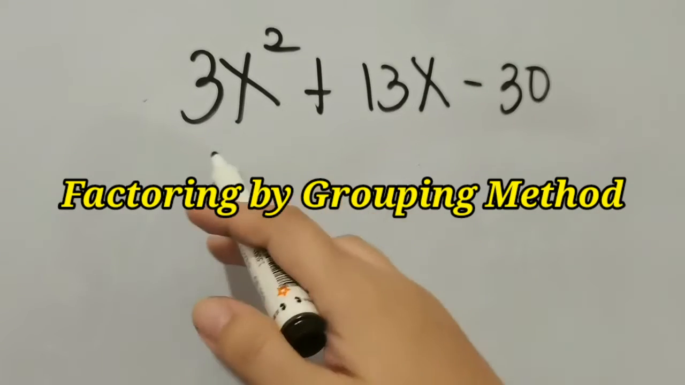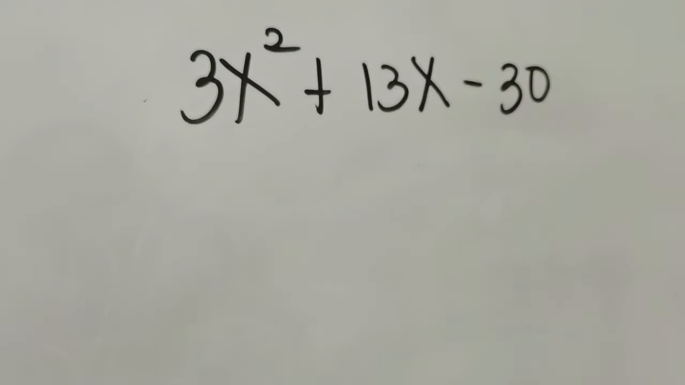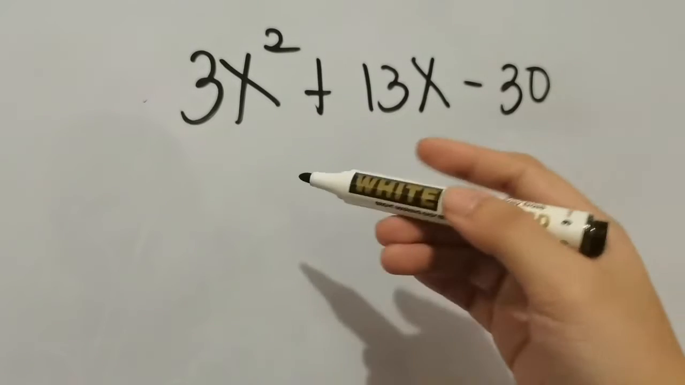Kasi pag tinignan natin siya, hindi siya perfect square binomial or trinomial. Hindi rin siya general trinomial. So, it's impossible na ma-shortcut natin ito. So, we have to use the factoring by grouping method.